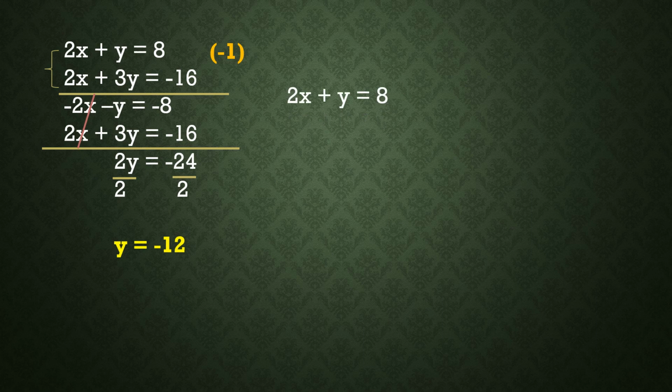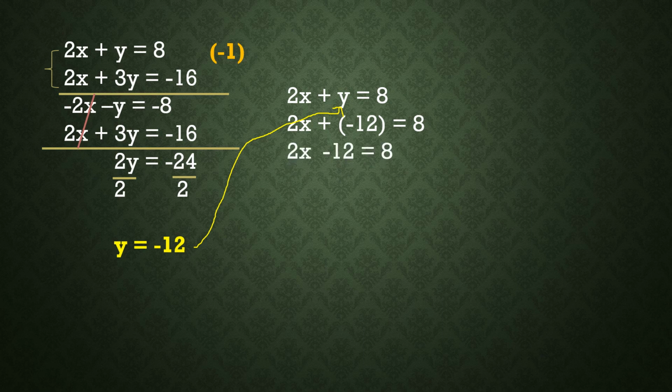Next, from 2x plus y equals 8, we can substitute the value of y. So it will become 2x plus -12 equals 8. Then we have 2x minus 12 equals 8. That is from positive times negative, that is negative. The next step will be adding 12 to both sides. So you can cancel the negative and positive 12. The result is 2x equals 20. So 20 is from 8 plus 12.